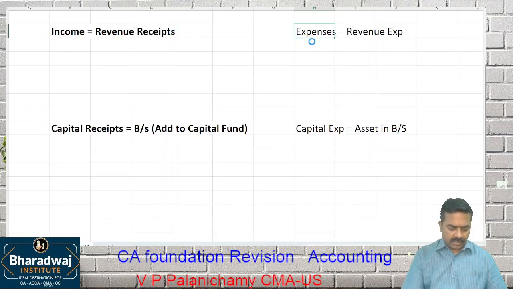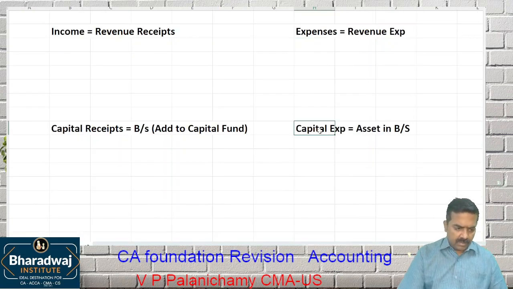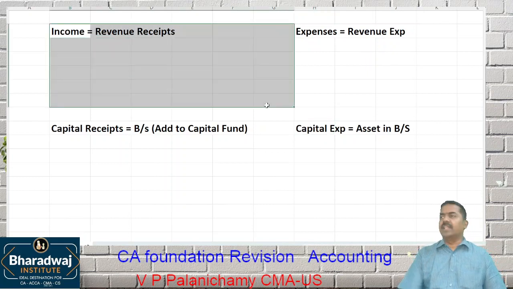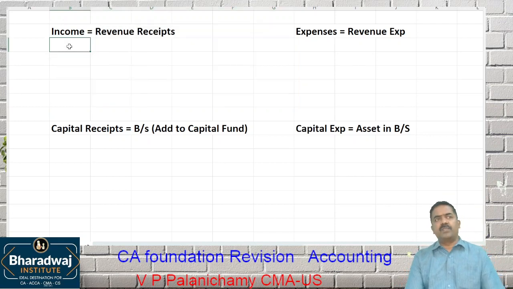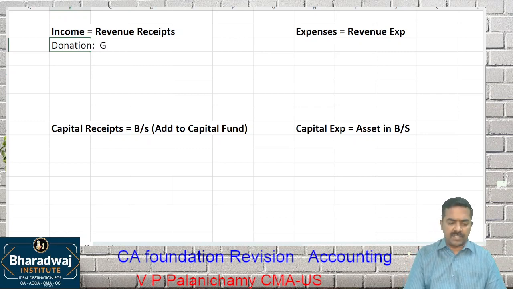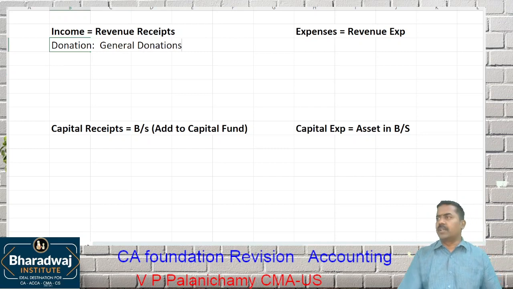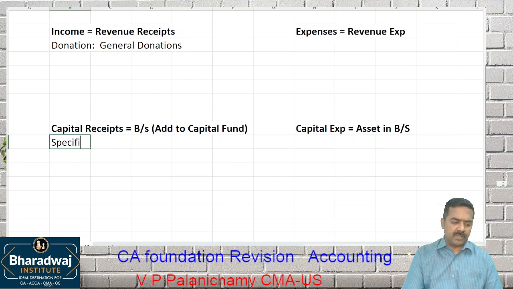Okay. Before that, what is a revenue receipt? Anything that is recurring, for a short-term benefit, that we earned, is called a revenue receipt. The best and first revenue receipt is donation. Donations here, general donations. General donations are taken as income. What about specific donations?